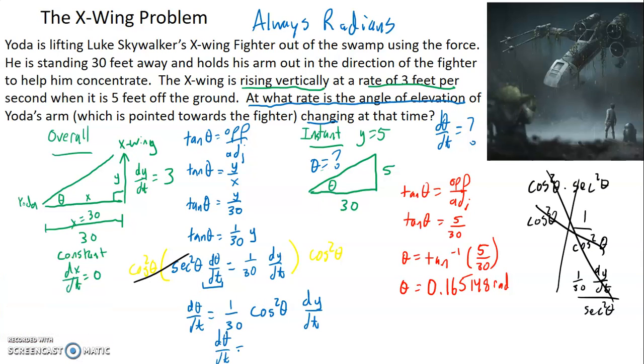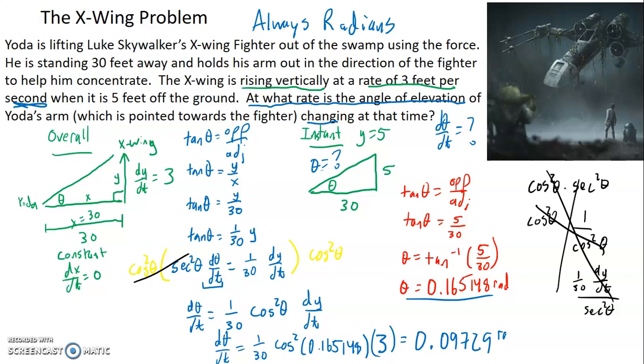D theta dt would be 1/30 times cosine squared. At this instant, the angle is 0.165148 radians, and then dy dt was 3. Now, d theta dt, when we get our answer, we need to have units. Theta would be radians, time would be seconds on this problem. So when I multiply everything out on my calculator, I would get 0.09729 radians per second. That's my answer.